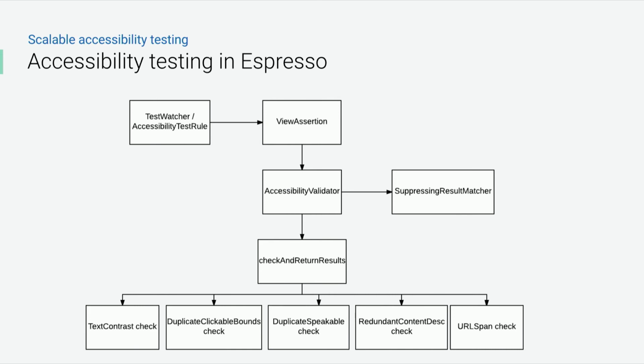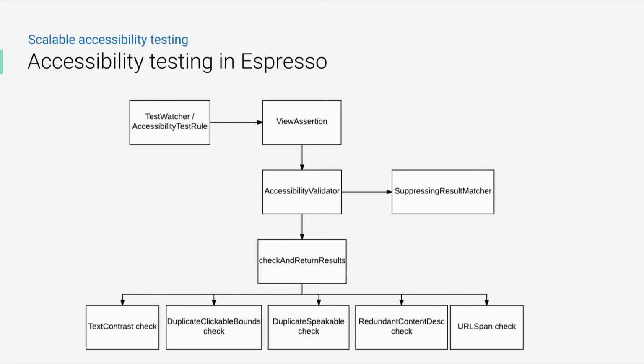So after you set the matcher, accessibility validator will call check and results, which will do a bunch of tests for you. It could check if the view has a content description or not. Any view in the screen could be checked for that, and it can even check if two views on the screen have the same content description, and it can even check if two views have the same view boundaries. And these are tests that are too hard to do if you choose manual testing.